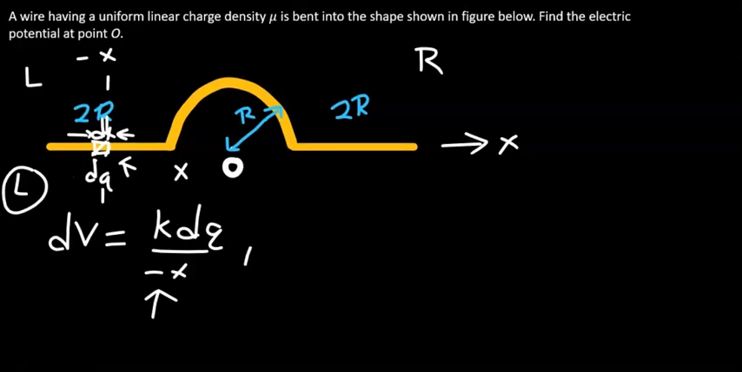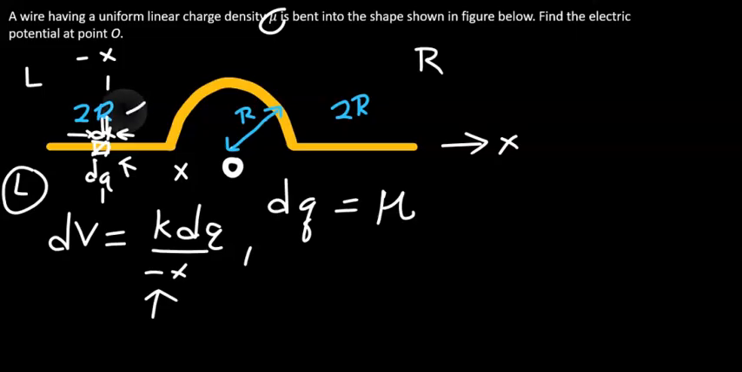One other thing that we have to be aware of is dq can be expressed in terms of that linear charge density. Linear charge density measures how much charge is contained within a specific length. So in that length, dx, the amount of charge dq is quite simply mu times dx. So we can write that dq as quite simply mu dx.